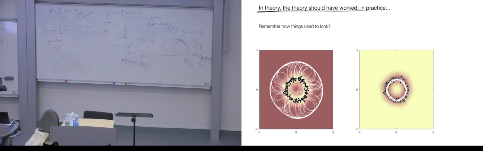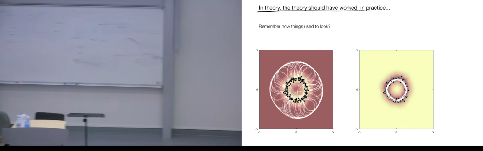So let's try to do that. So you remember this picture. This was with the Gaussian kernel, where we just looked at the mean. If you repeat the exact same experiment, but with the expected metric, then geodesics start to look like this.